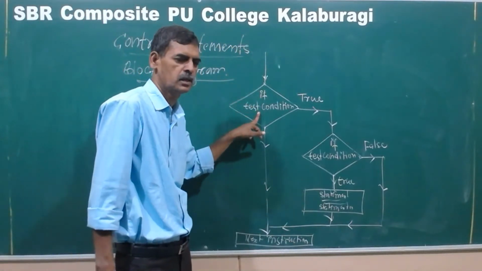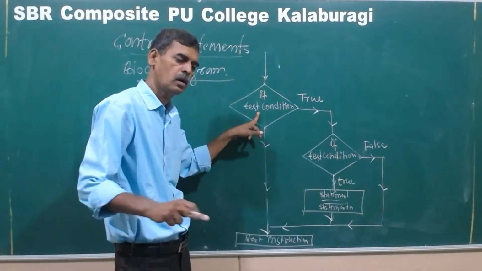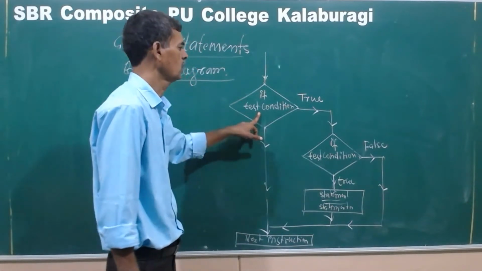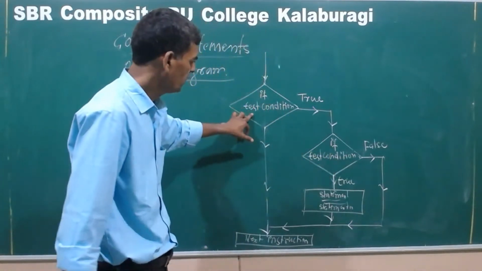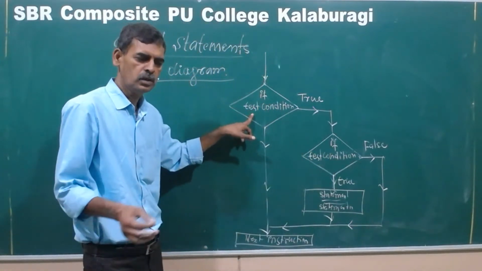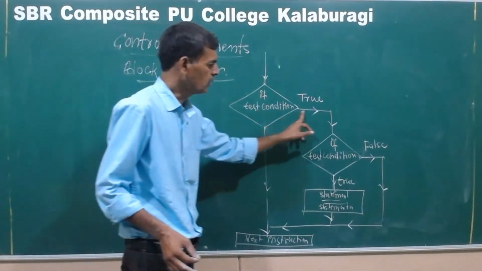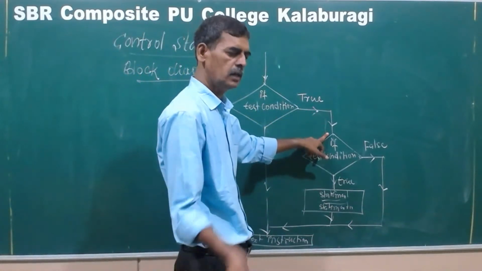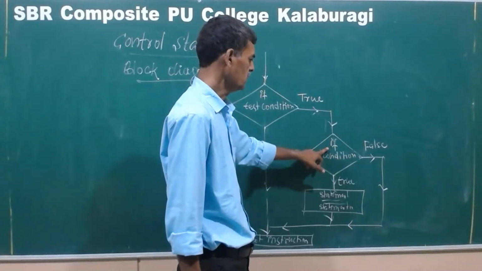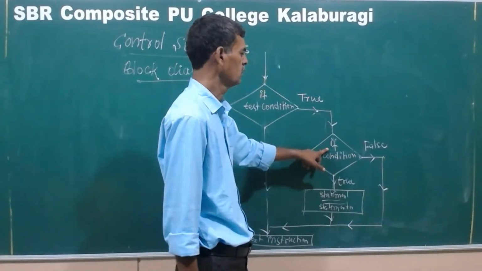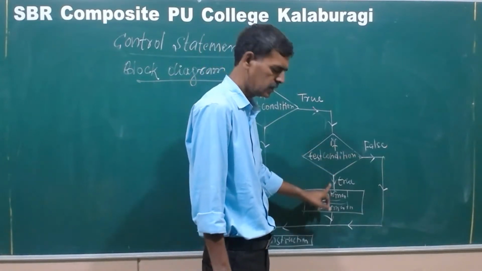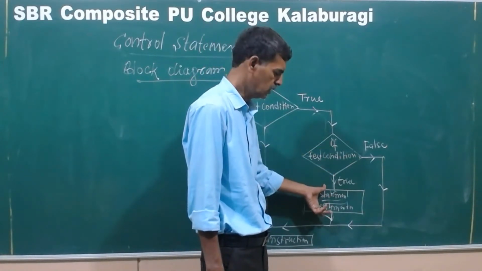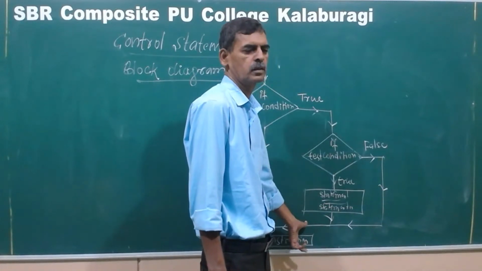If the test condition for the outer if block, this is outer, this is inner. If the test condition for the outer if block is true, control comes inside. Then it checks the test condition for the inner if block. If this test condition is true, these statements are executed, then it goes to the next one. Right?